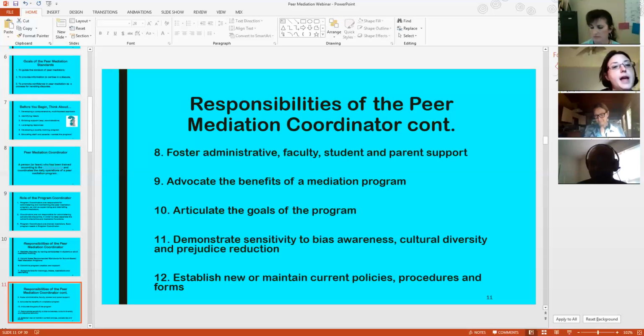And if there are discipline procedures, we want to keep discipline separate from peer mediation. But in our school system, we have our students' rights and responsibilities, and in that, it says that as an alternative to suspension, students can opt for peer mediation, among other things. So, again, getting it into the school policy and having it become utilized.